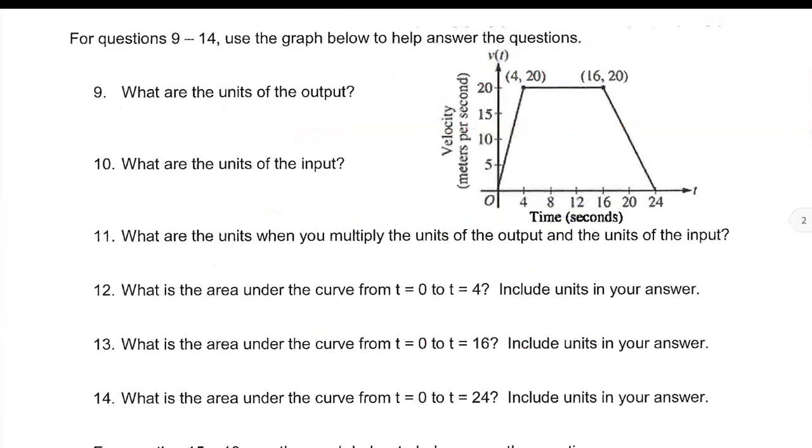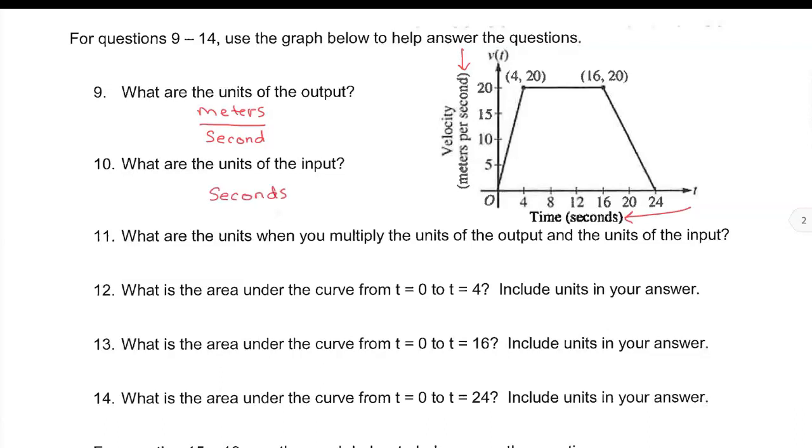Looking at problems 9 to 14, we have a different picture. In the graph, the output units are labeling the y-axis. So the output is meters per second. I'm going to write it like I would in algebra class with meters over the word second. So it forms a fraction. And when I do multiplying, I can do canceling with the units. Number 10, the units of input are labeling the x-axis, and that is seconds.